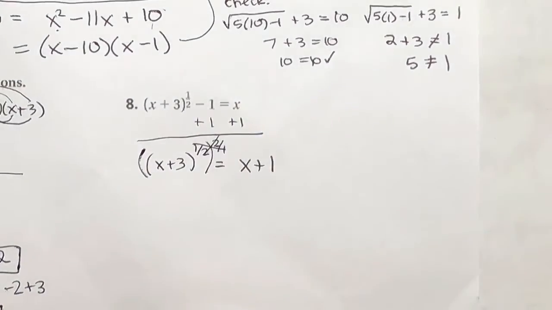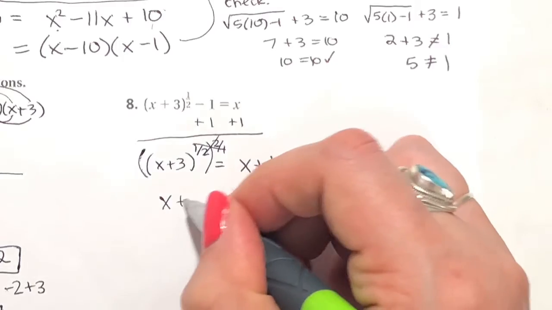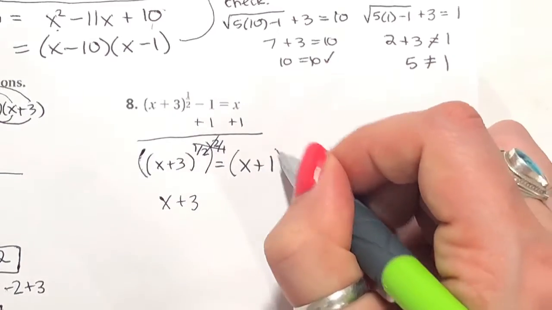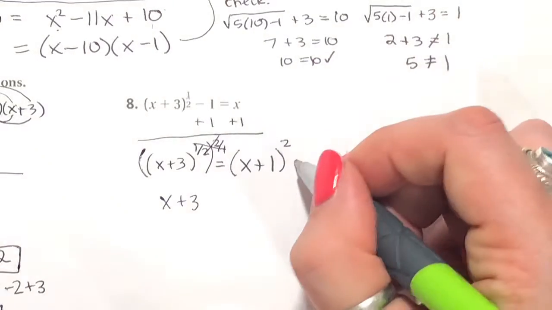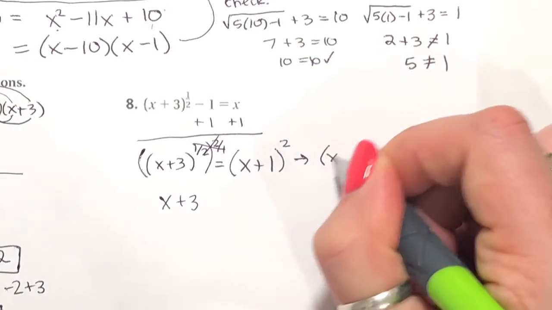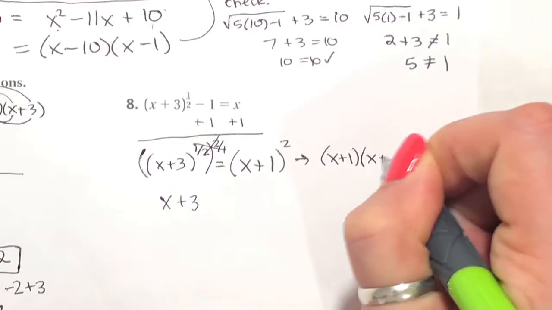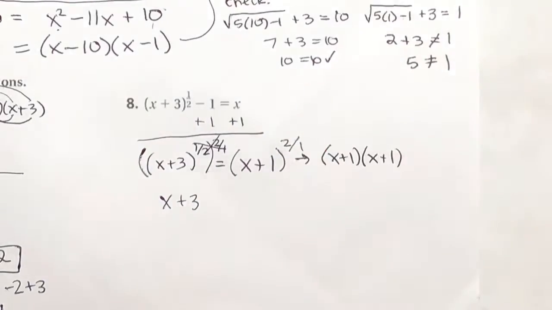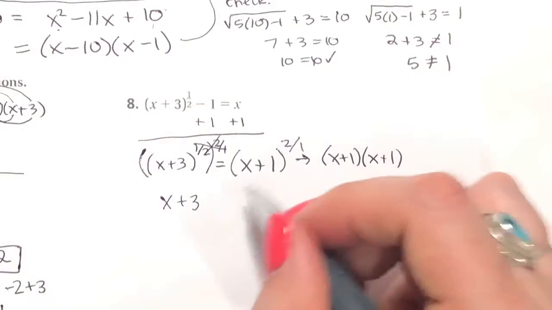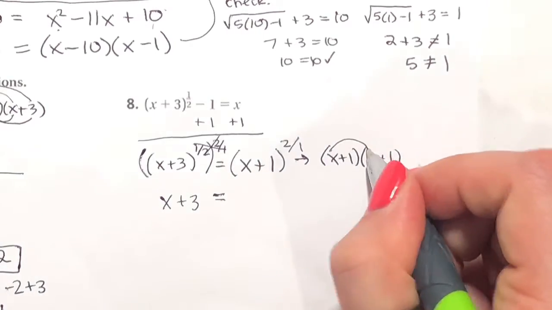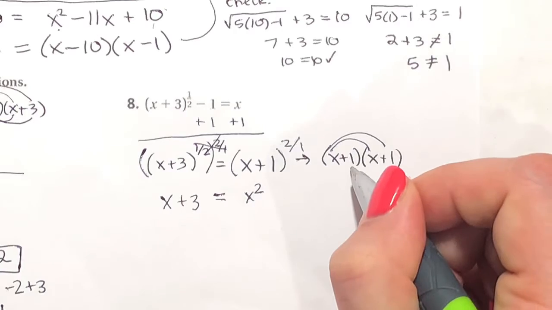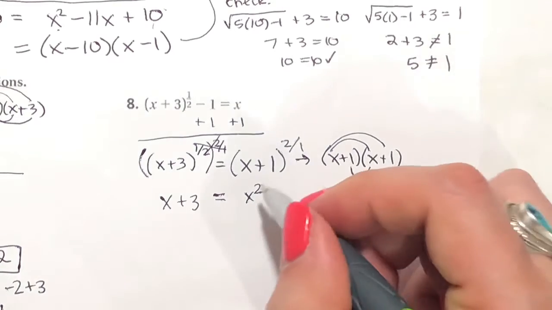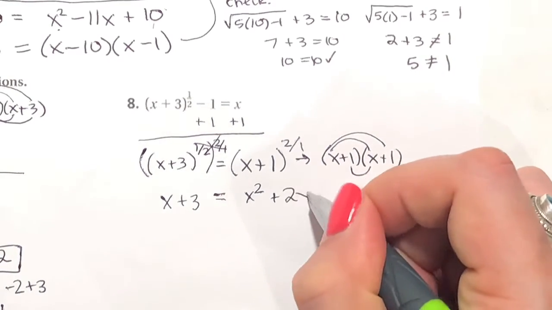So essentially we're just squaring it. So we get x plus 3 back. But if I do this to the power of 2 over 1, I'm just going to put 2. That's like we're squaring it. So I need to do x plus 1 times x plus 1. So again, 2 over 1 is just the same as 2. So we need to FOIL this really quick. So we get x times x is x squared. Then x times 1 is 1x plus another 1x. So 1 plus 1 is 2x's.